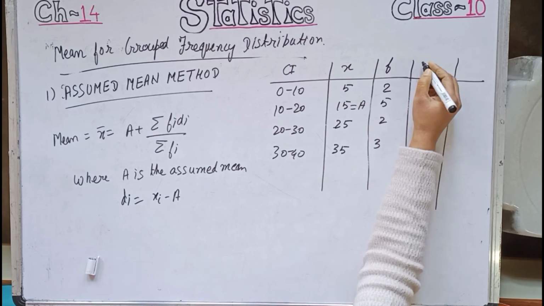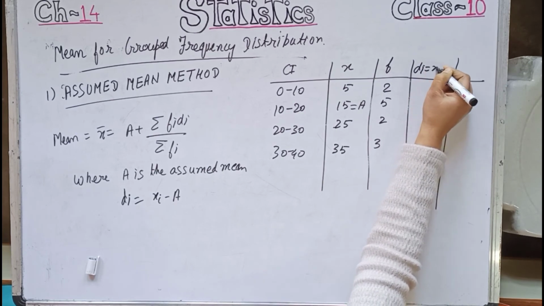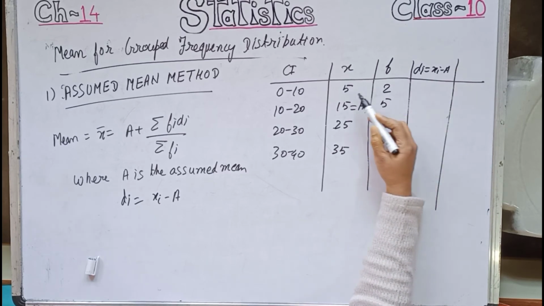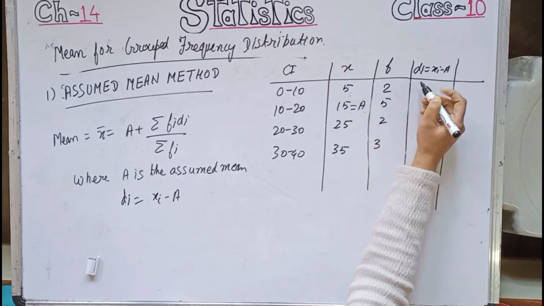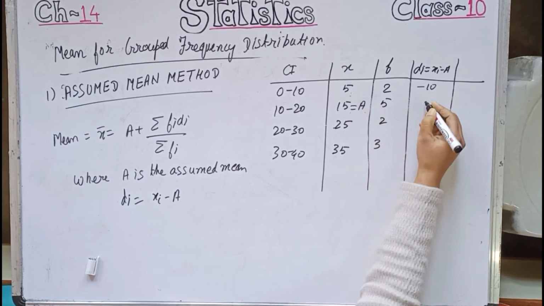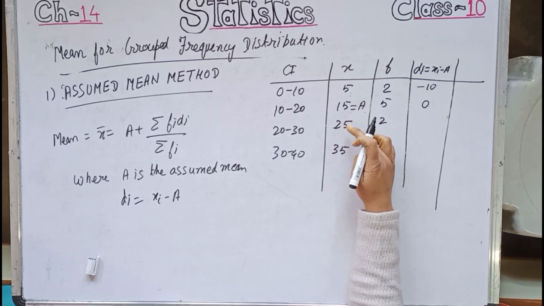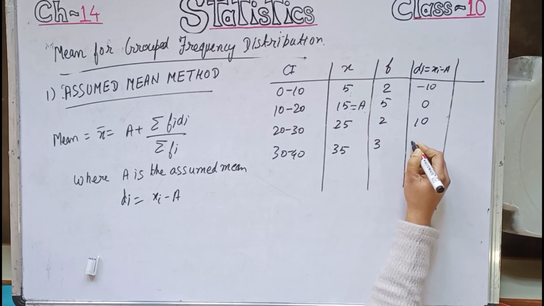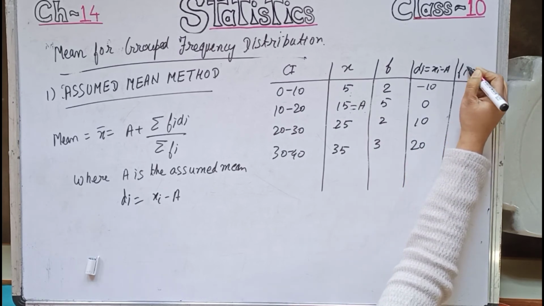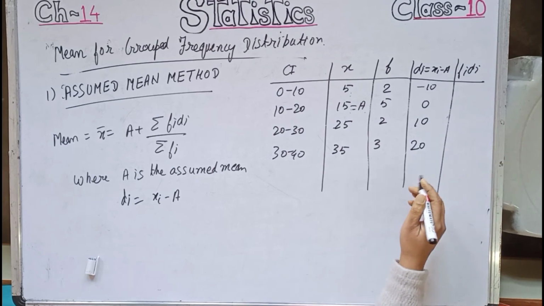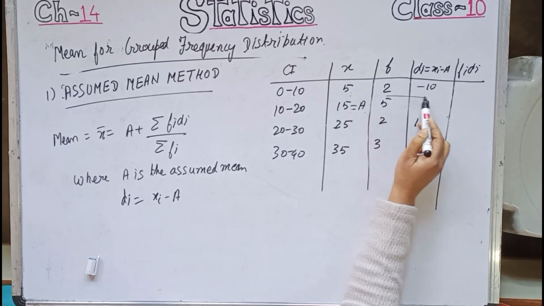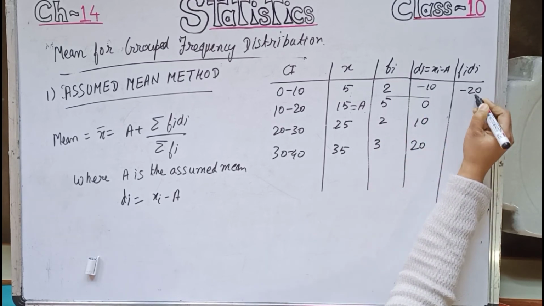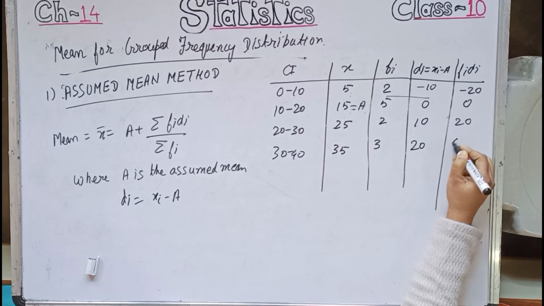So first over here we will be calculating di equals to xi minus a, where a we have assumed as 15. So xi minus a, that is 5 minus 15, will come as minus 10. 15 minus 15 is 0. Then over here 25 minus 15 is again 10. Then 35 minus 15 is 20. Okay. Next column is fi into di. So fi into di is minus 20, 0, 20 and 60.